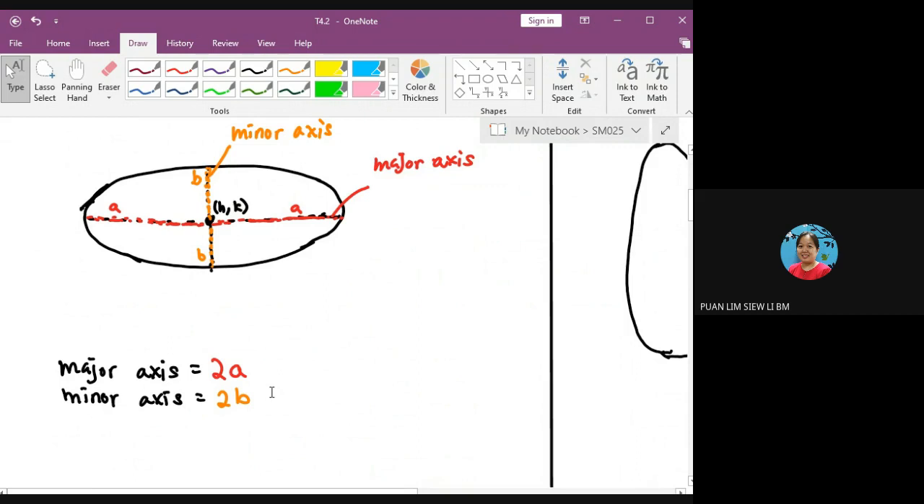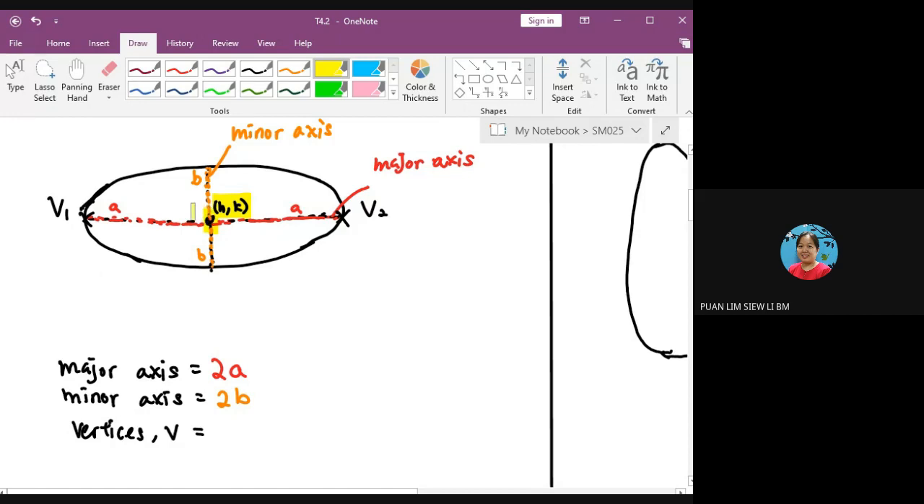Okay, after we get A and B, we still have information to go, which is vertices. So di manakah vertices? So di hujung sini adalah vertices kita. So we have two vertices here. Vertices 1, vertices 2. So how do I find these vertices? So the things will be referred from your center. So look at your center. So you can see, ini adalah center kita.